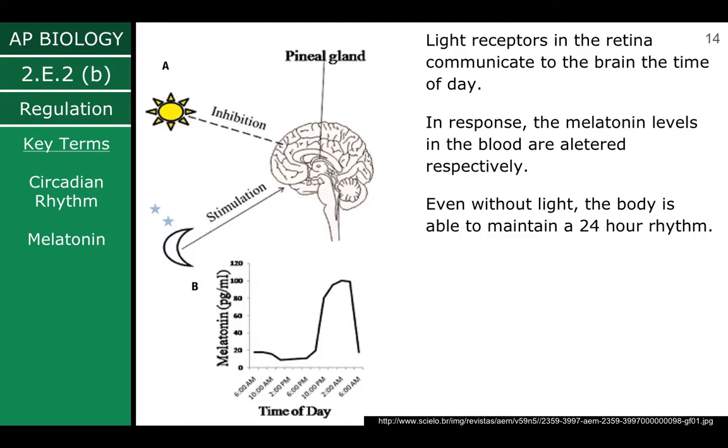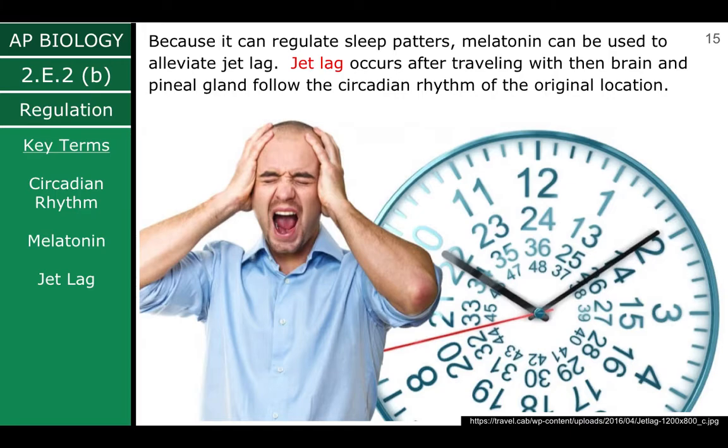Light receptors in the retina communicate to the brain the time of day. In response, the melatonin levels in the blood are altered respectively. Even without light, the body is able to maintain its 24-hour rhythm. Because it can regulate sleep patterns, melatonin can be used to alleviate jet lag.